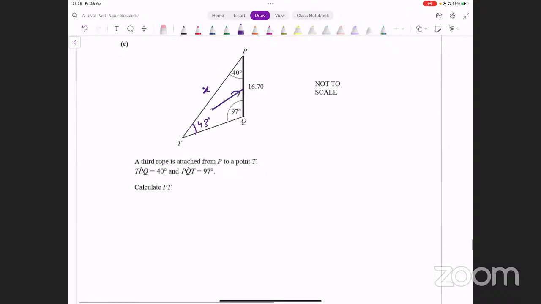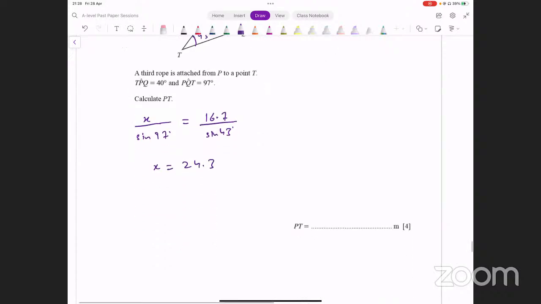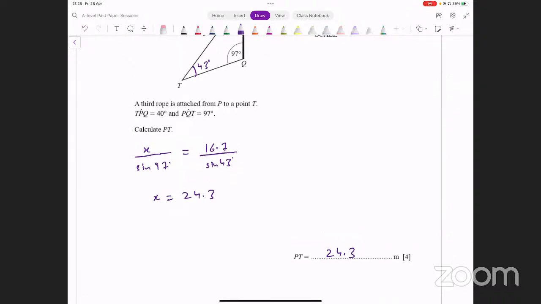So you have one complete pair given, and in the other pair one thing is missing, so you can use sine rule. You can say x over sine of 97 degrees equals 16.7 divided by sine of 43 degrees. Now you can find the value of x from this, cross multiply and see what you get. 16.7 into sine of 97 divided by sine of 43 is giving me 24.3. So the length of PT turns out to be 24.3 meters. That was pretty straightforward actually for 4 marks.